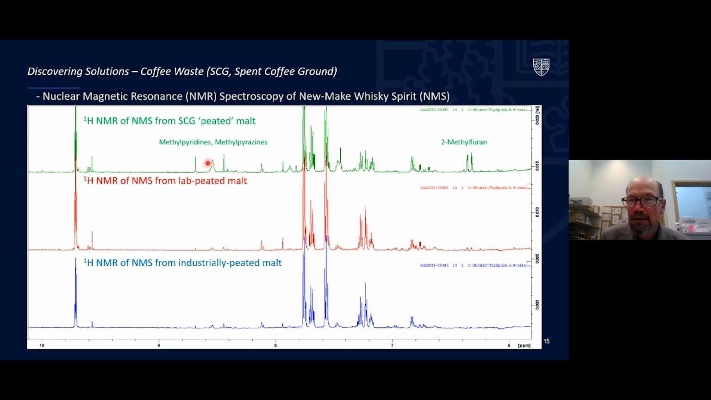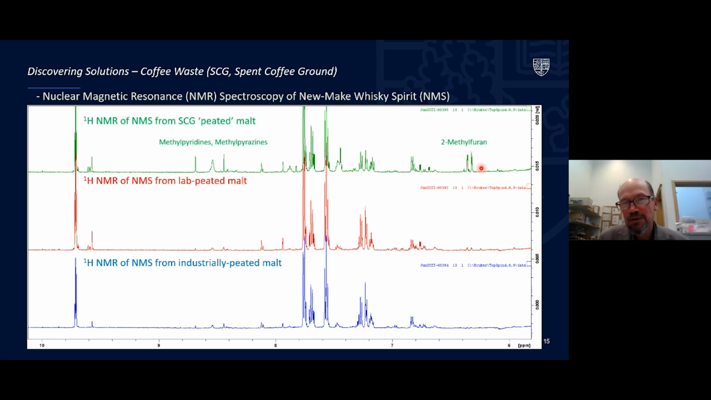This other group of compounds down here are furans, which are cyclic compounds that contain oxygen, and they're usually present in whiskey spirits, but not at this quite high concentration. Again, at high concentration, these furans deliver rather unpleasant aromas and taste, so we don't really want those in the whiskey spirit.